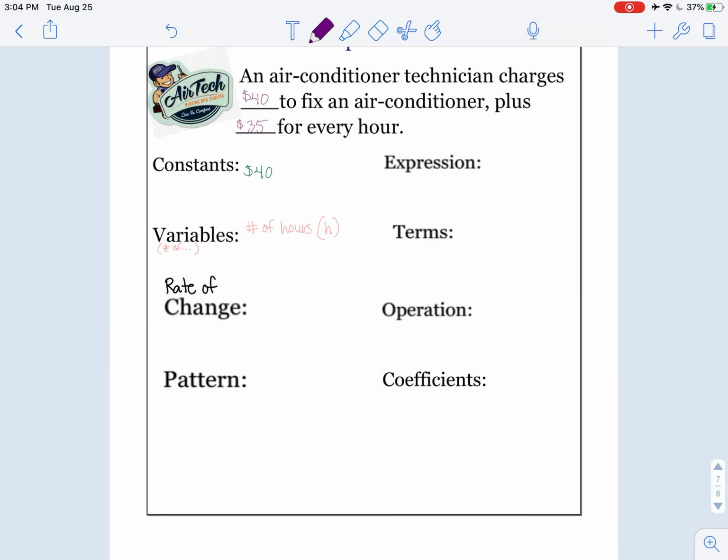Now we want to look at our rate of change. By how much is our price changing by? And we can even look for the word per something.